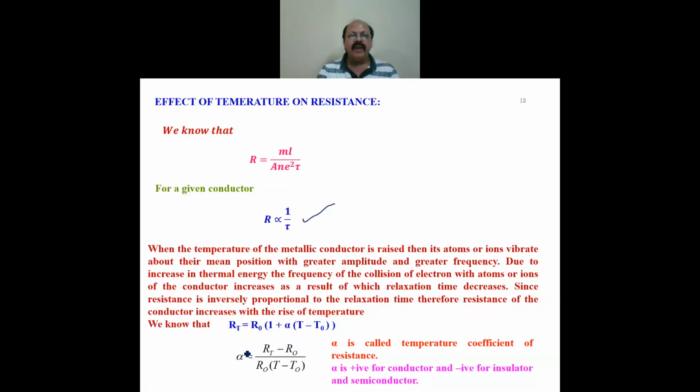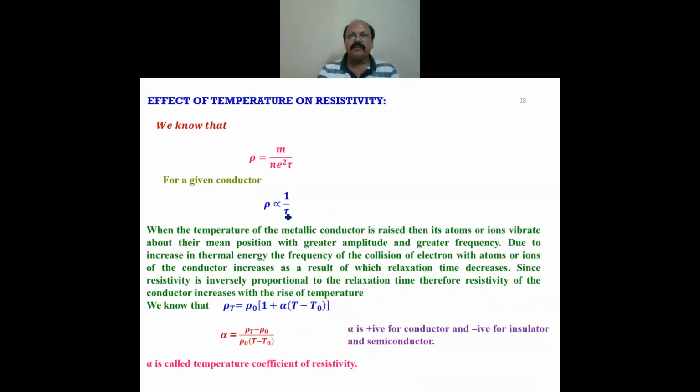And if the value of alpha is positive, then it is a conductor. Obviously, if alpha is positive, then RT is greater than R naught. That is, resistance increases with rise in temperature. And if the value of alpha is negative, then the material is an insulator or semiconductor. Similarly, you can also understand the effect of temperature on resistivity.